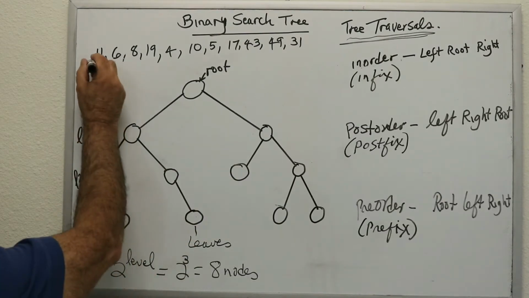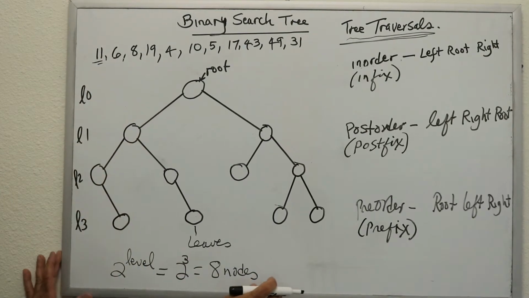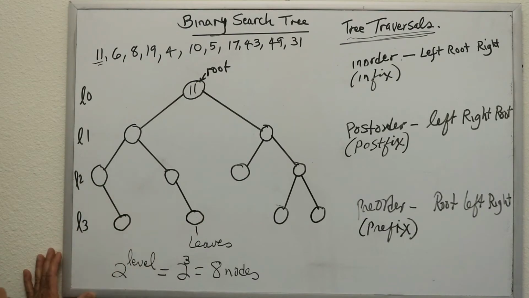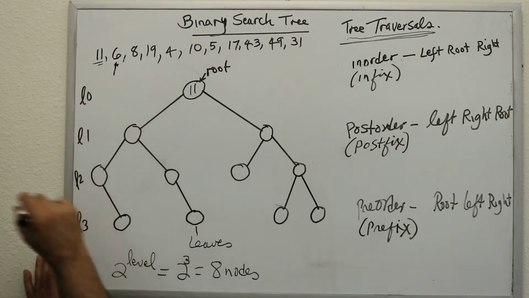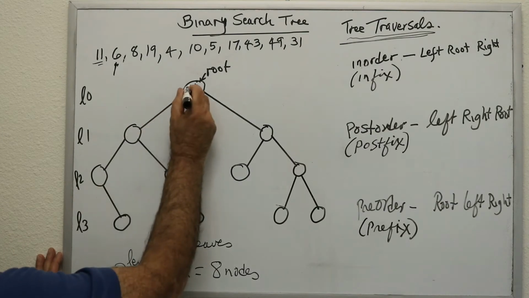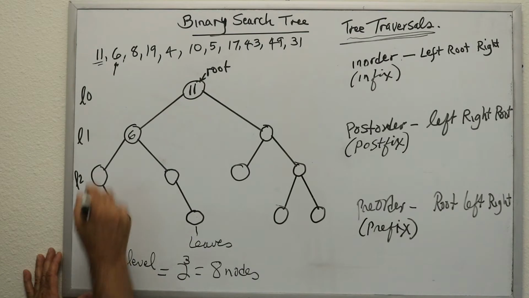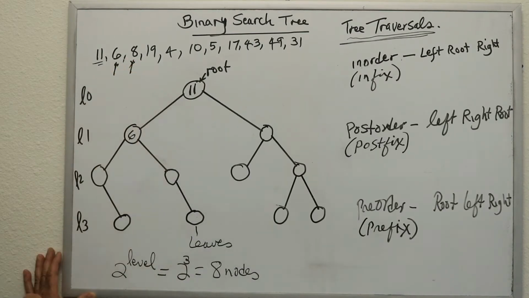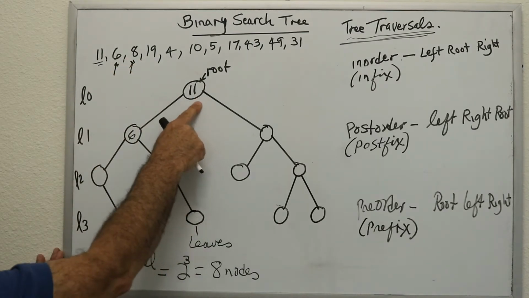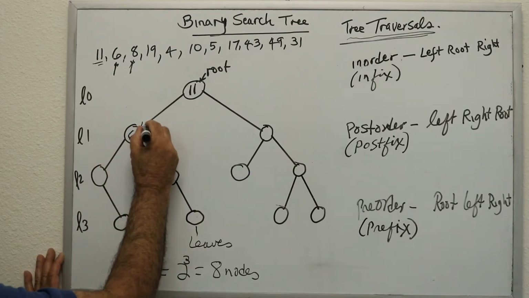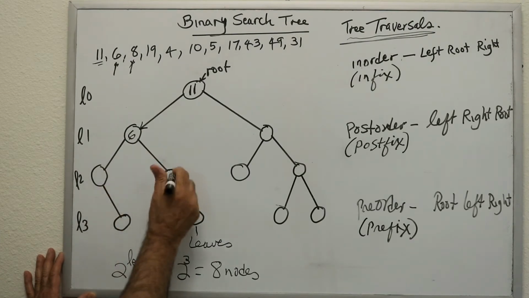Now, how do I build this? So this is a binary search tree. To build this, I start with 11. So 11 goes in as the root. Then I take 6, start with the root. Well, 6 is less than 11, so 6 goes to the left, okay? Then I go with 8. Now check, start with the root. Is 8 less than 11? Yes. Then come to 6. 8 happens to be greater than 6, so 8 goes to the right of 6.